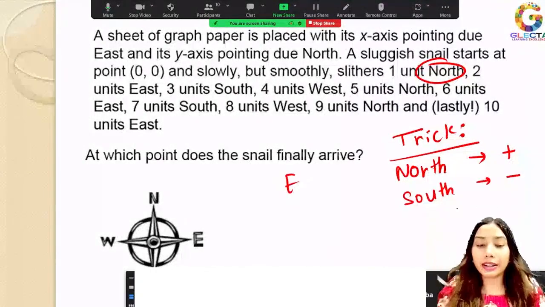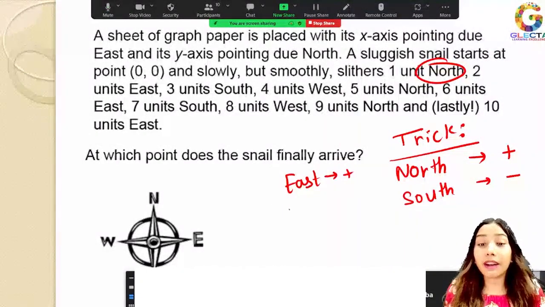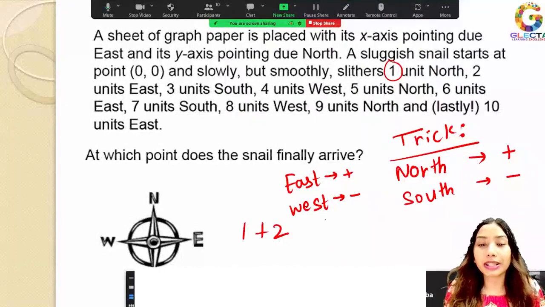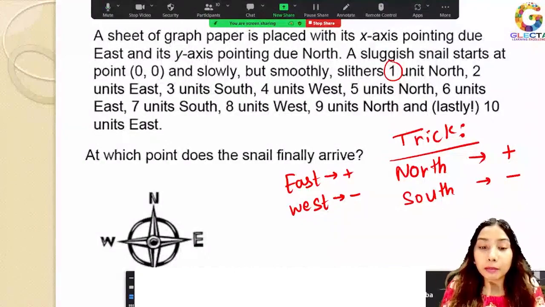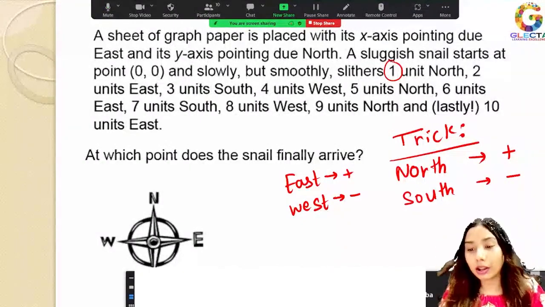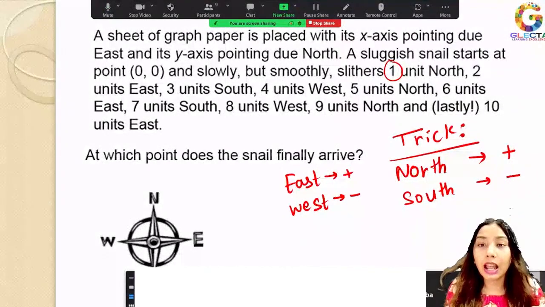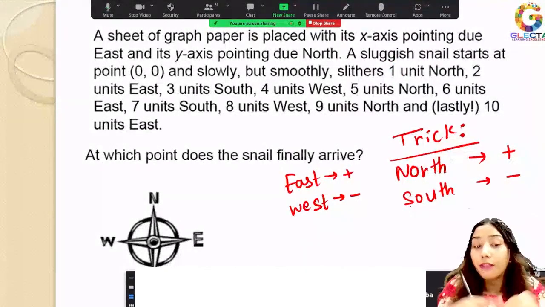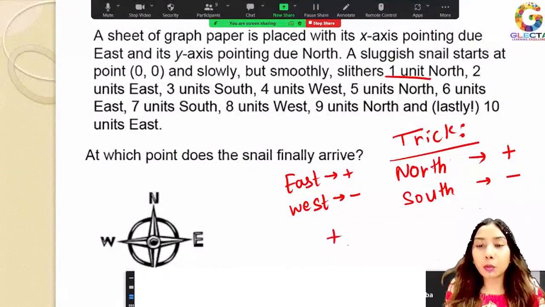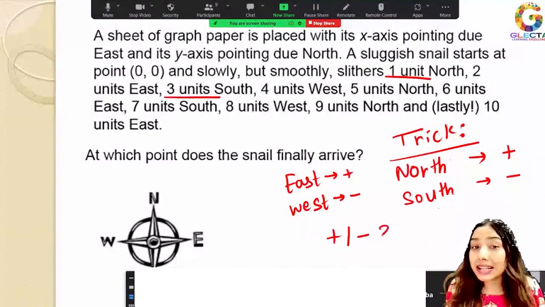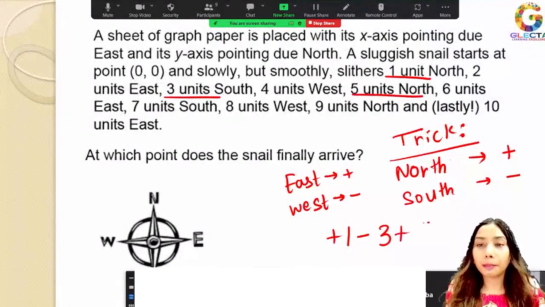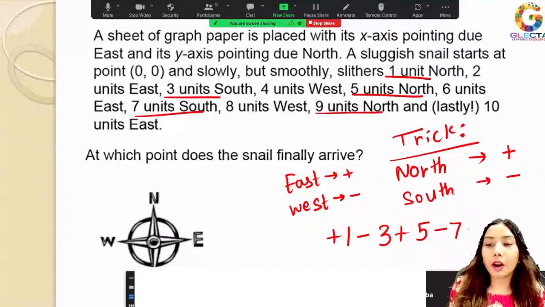Similarly, if I'm going right, which is east, east means plus because of the positive x-axis, but if I go left, it is going to be negative. Similarly, 3 south is negative 3. I'm not going to solve everything, because I need the answer for x alone and y alone. After that, we can make a coordinate. I'm using north and south together because of y. 1 unit north plus 1, 3 units south minus 3, 5 units north plus 5, 7 units south take away 7, 9 units north plus 9.